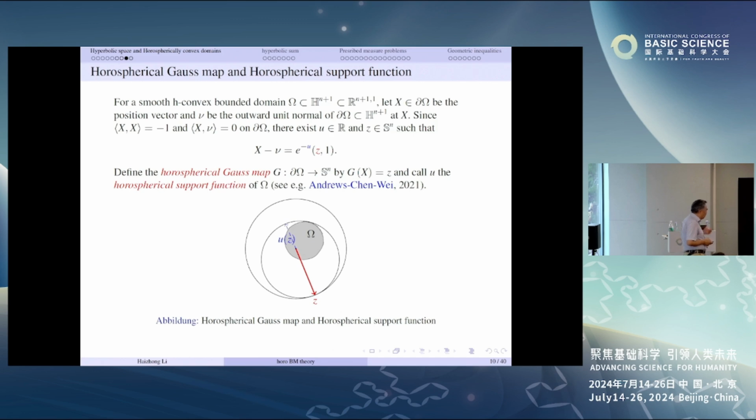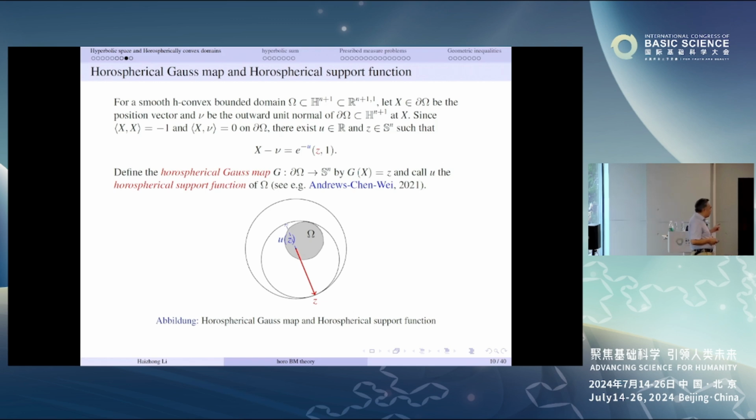So what is the geometry? We can see the geometry of z is here, because z belongs to the unit sphere. So z corresponds to a horosphere. You can see through z we get the horosphere. This is the point of the boundary of omega. Given the boundary of omega, because we draw the horosphere, we fix only z.